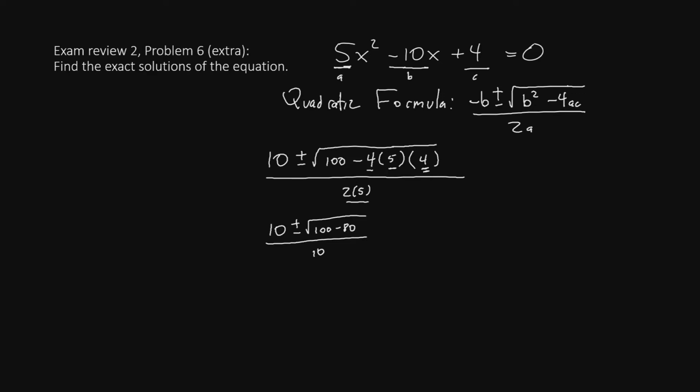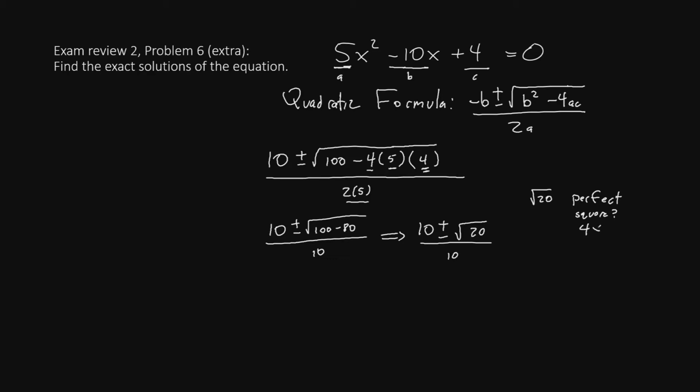Now, let's simplify the square root further. We still have the 10 on the outside. 100 minus 80 gives square root 20, all divided by 10. Now we need to simplify the square root of 20. We need to think of perfect squares that could divide 20 evenly. Well, one perfect square that could divide 20 evenly is 4, because 20 divided by 4 would give 5.